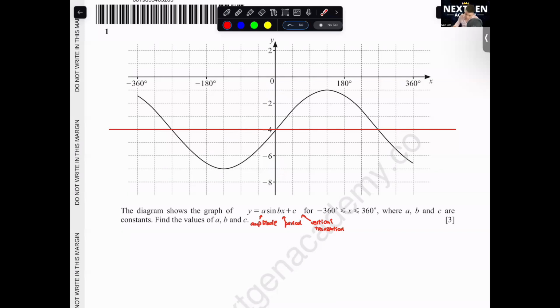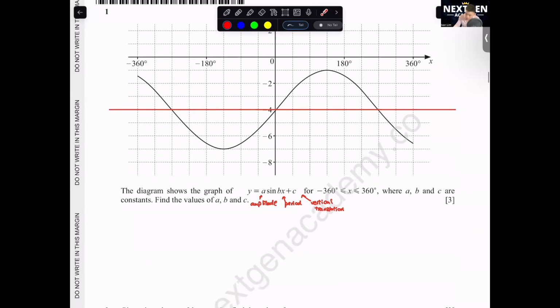Okay, let's start with a. a is your amplitude. The definition of amplitude means the distance from your middle to your highest or your lowest point. Okay, this is a. a is how much? From -1 to -4, you get 3. No calculation needed to show. In these 3 marks, you can just write the answer also.